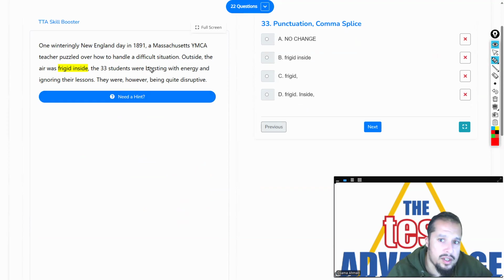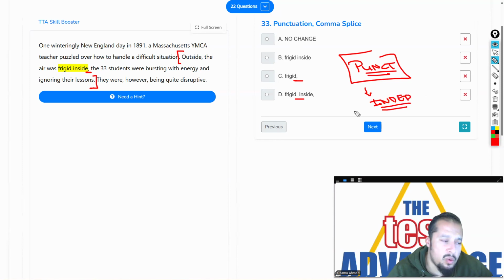Now look at this one, for example. Outside, the air was frigid. Inside, the 33 students were bursting with energy and ignoring their lessons. I want to focus on something. Here it gives me a comma. Here it gives me a comma. Here it gives me a period. When it gives me punctuation like this, what do I use? I focus on punctuation. I focus on independent ideas first.